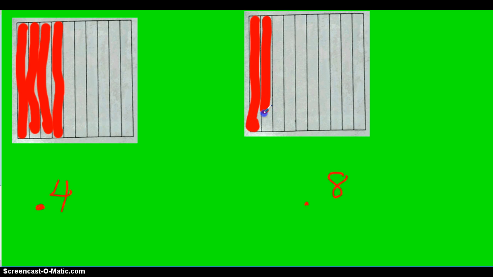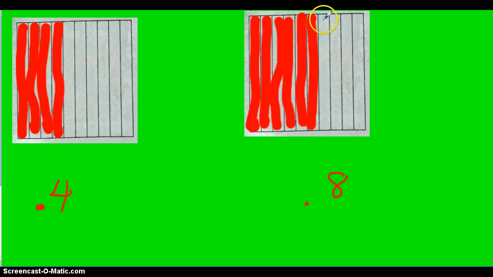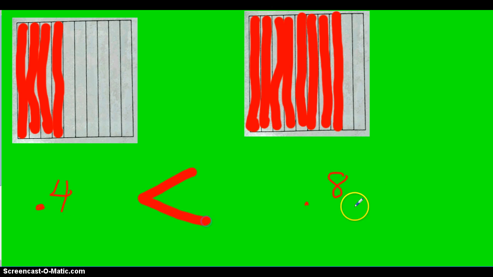1, 2, 3, 4, 5, 6, 7, 8. Of course, these two are easy. We know that 8 tenths is certainly greater than 4 tenths, or we could say 4 tenths is less than 8 tenths. Remember, the big mouth goes toward the larger value.